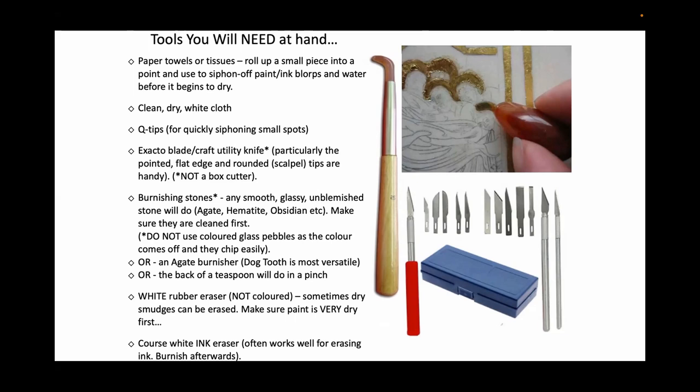I also keep Q-tips in there. So again, they're really good for siphoning off small spots. Keeping an X-Acto blade or craft utility knife, particularly the ones that are super pointy, like you see in the picture on the right there.